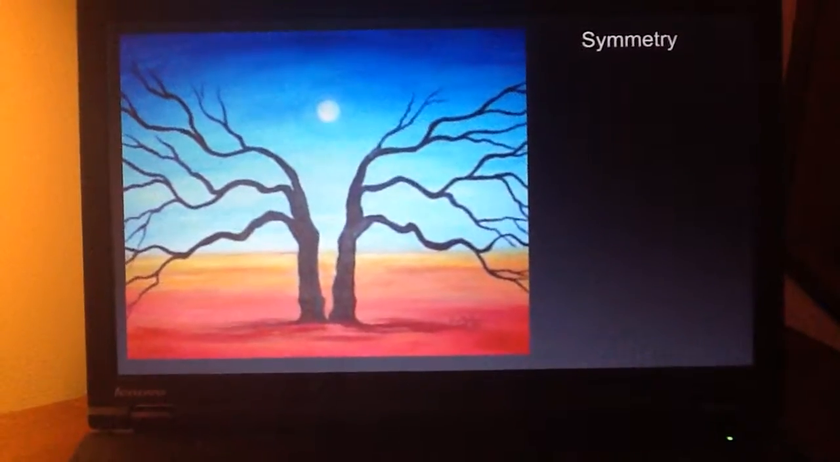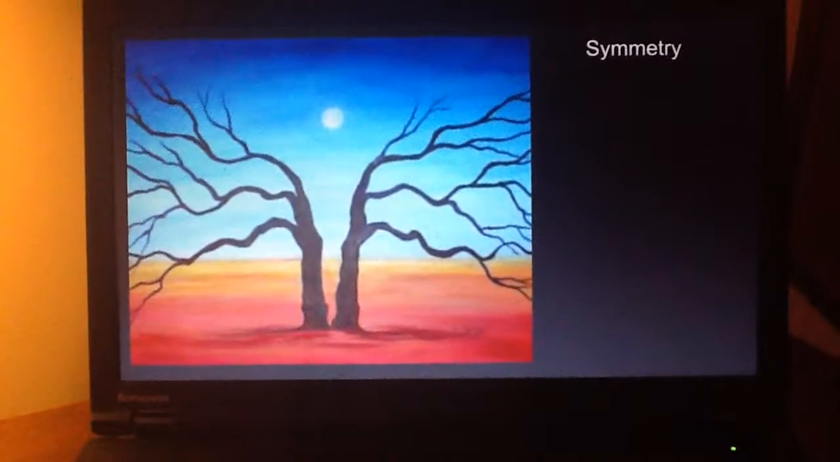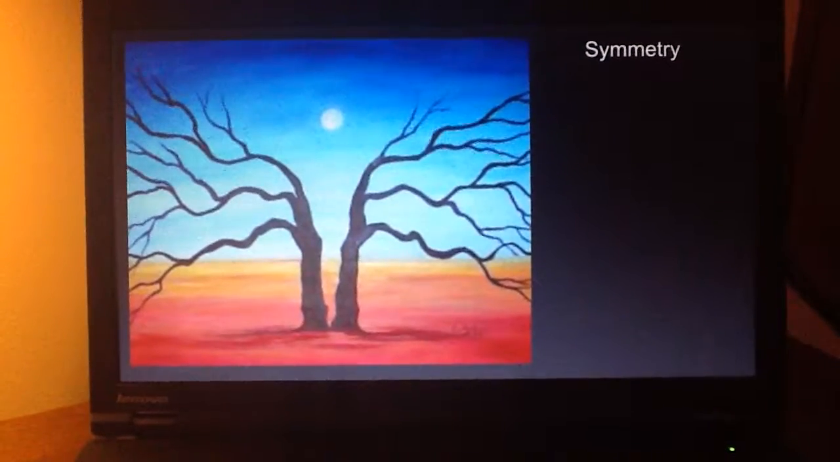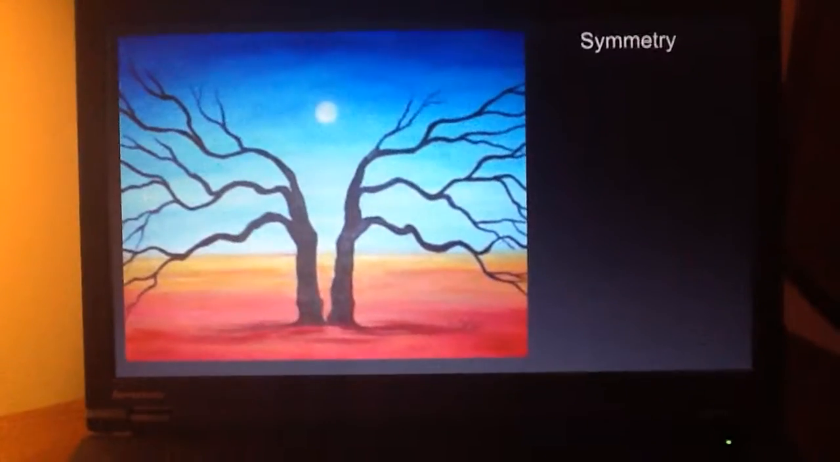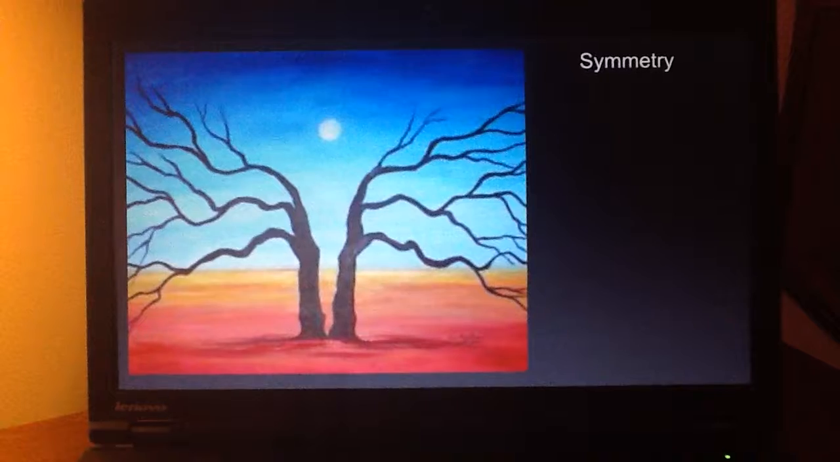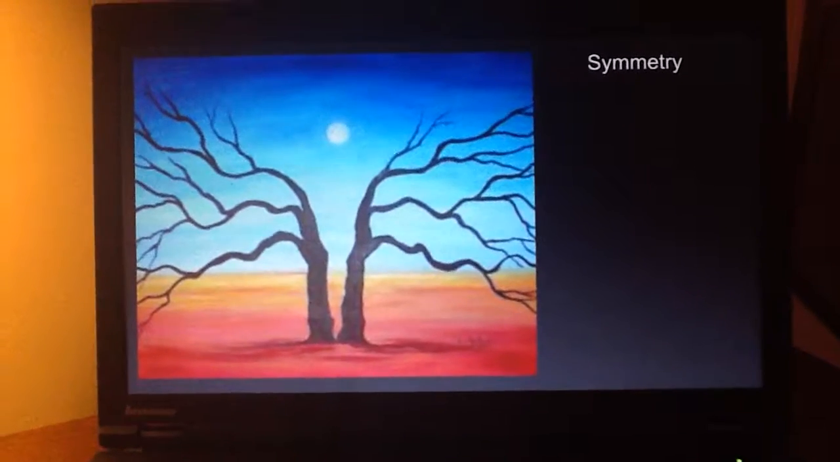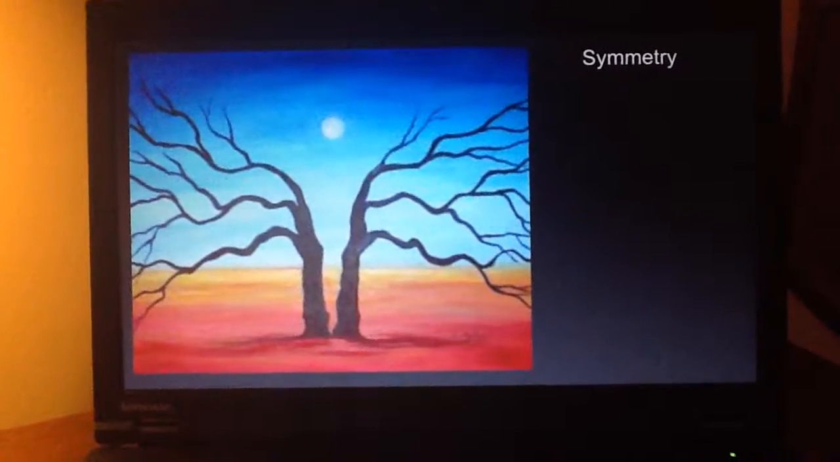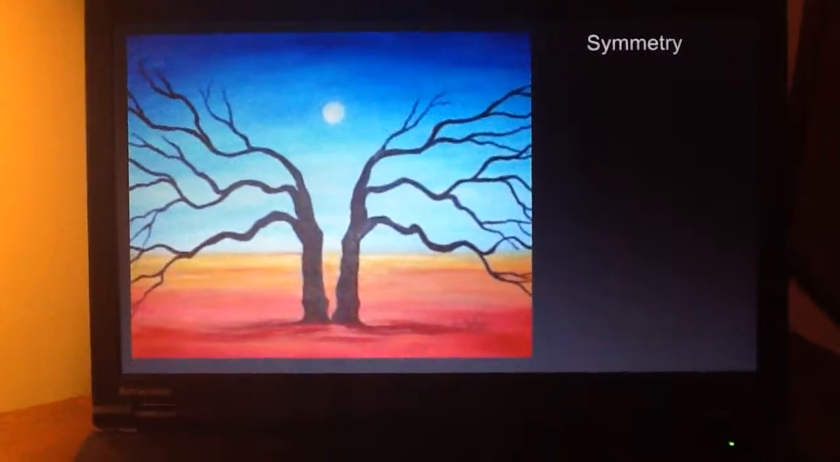Here's another example of symmetry. Notice how this artist split the tree right in half. Often when we think of mood and balance, we think that symmetry is comfortable, and it normally is, but this symmetry is definitely not comfortable and not a positive mood.